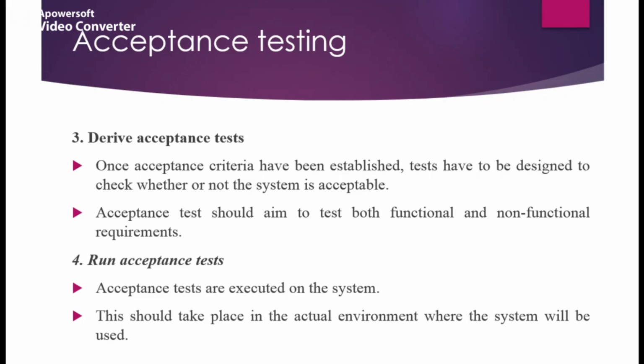Fourth point, run acceptance tests. Next you have to run the tests. Acceptance tests are executed on the system. They should take place in the actual environment where you are going to use the system. That's why it's called acceptance testing. You have to test the system in the real environment where you are going to use it.